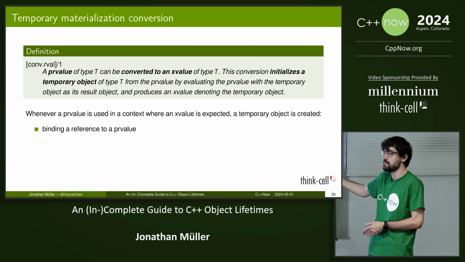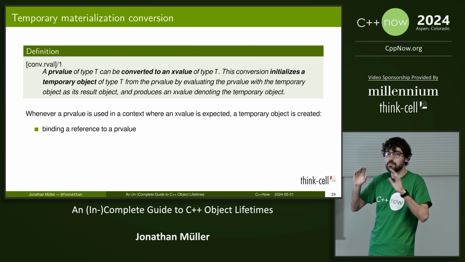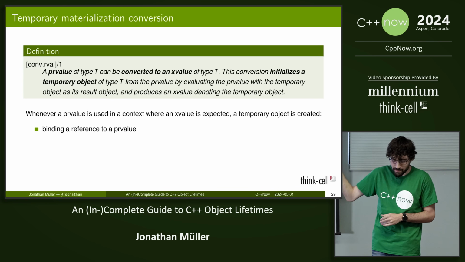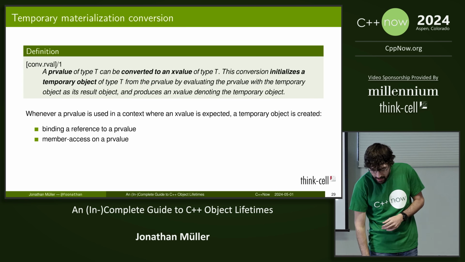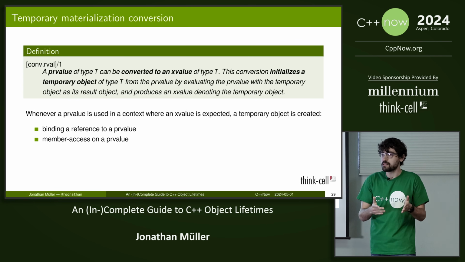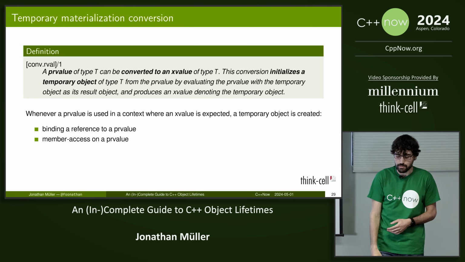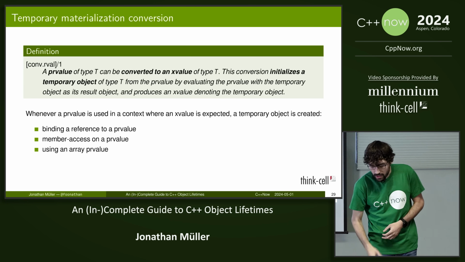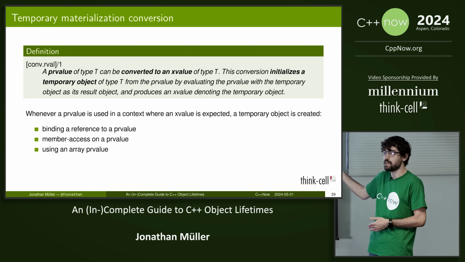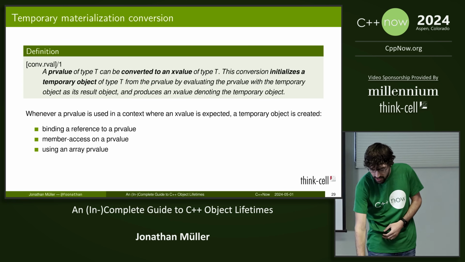This has to be a const L value or an R value reference, because on most compilers, L-value references don't bind to PR values. When you do member access on a PR value, you've got this pointer which needs a memory access, so we need to create a temporary object out of it. When we use an array, arrays really like to be pointers, so whenever we use an array PR value, we create an object to make it work.